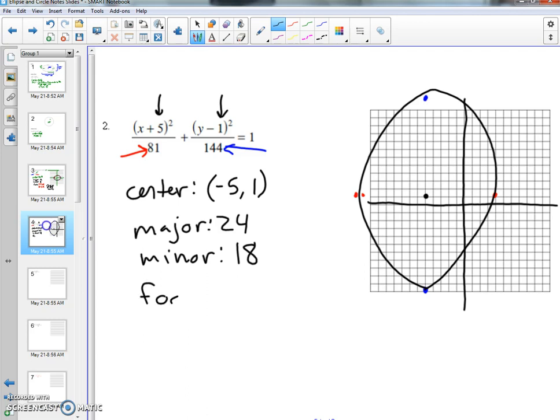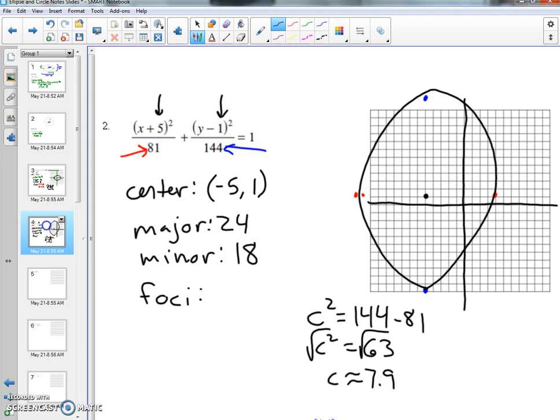For the foci now, so I'm going to look at c squared is equal to, we're always going to take that bigger bottom number and subtract the smaller one, so 144 minus 81. So sometimes it's a squared minus b squared, sometimes it ends up being b squared minus a squared. 63, and the square root of 63 is approximately 7.9. So because my major axis is vertical this time, I'm going to count 7.9 up and down.